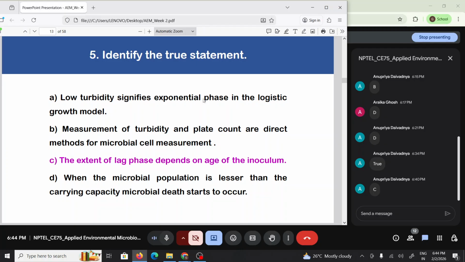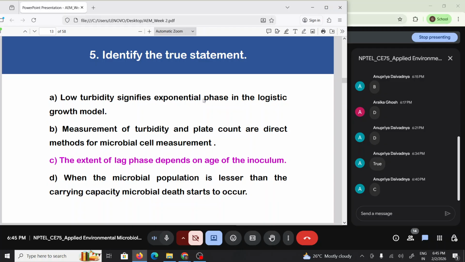This is because, let's say we have an inoculum. Where will we get the inoculum from? It is an already existing microbe or bacteria that we have. We might have gotten it from any stage of its growth previously. Let's say it was in lag phase, log phase, or stationary phase. This will decide the age of the inoculum, right?